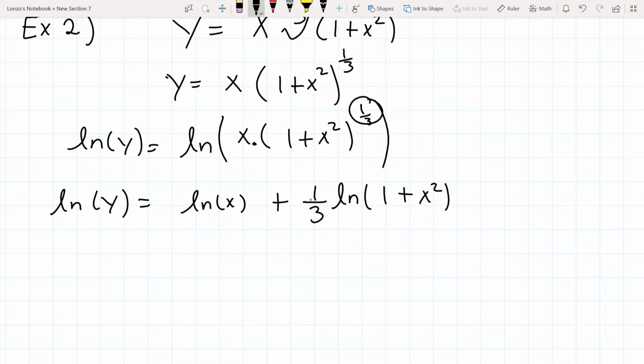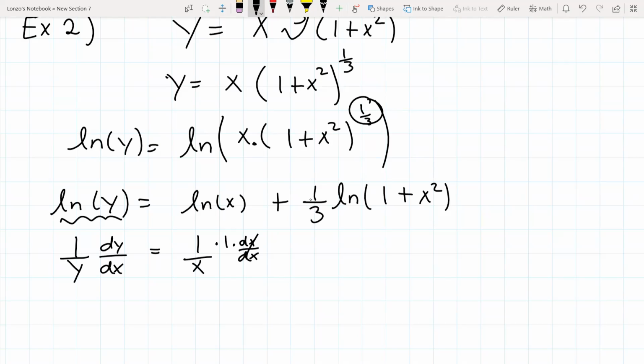Now you may take the derivative with respect to x. Over here, the derivative of ln of y with respect to x is 1 over y times the derivative of y, which is 1, and then you have to add a dy dx. Over here, the derivative of ln of x is 1 over x times the derivative of x, which is 1. You could just ignore the dx over dx because it's 1. So in reality, it's just 1 over x.